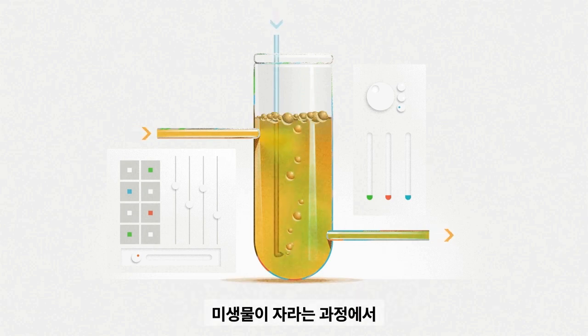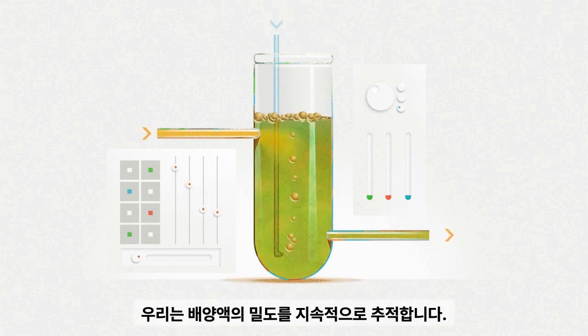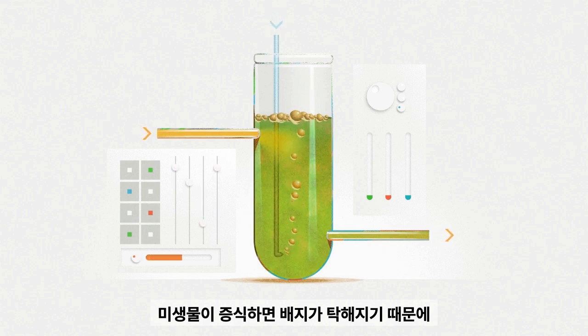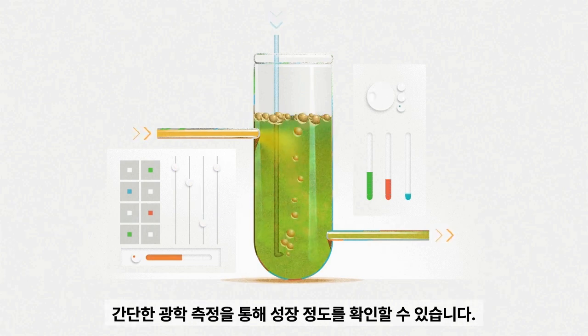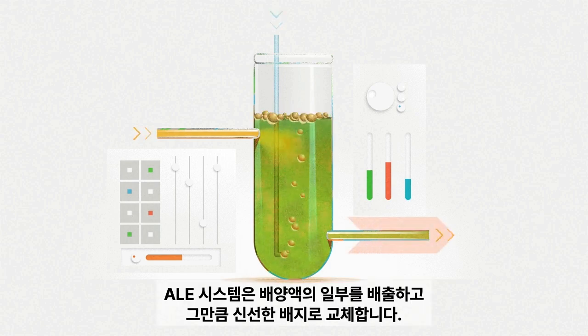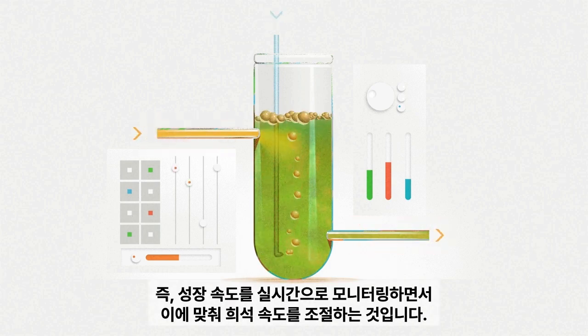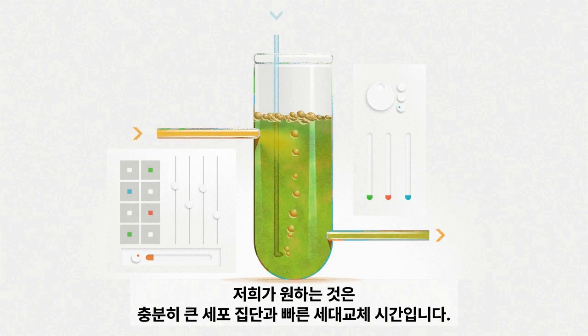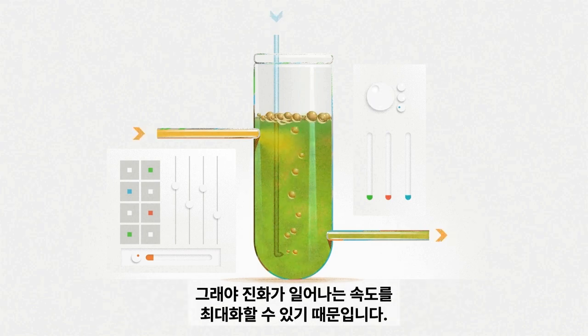As the microbes grow, we track the density of the culture. Because the medium becomes cloudy as the microbes multiply, we can measure the growth with simple optics. As the cell density increases, the ALE system drains out some of the culture and replaces it with fresh media. Effectively, we're monitoring the growth rate and adjusting the dilution rate to match. We want a large population of cells and a fast generation time to maximize the rate of evolution.